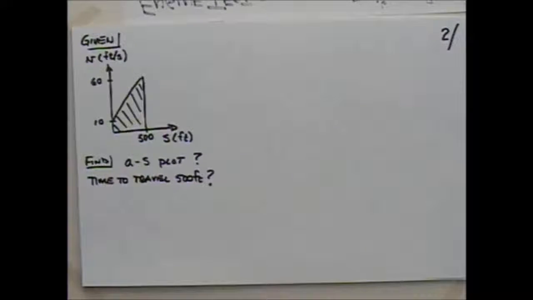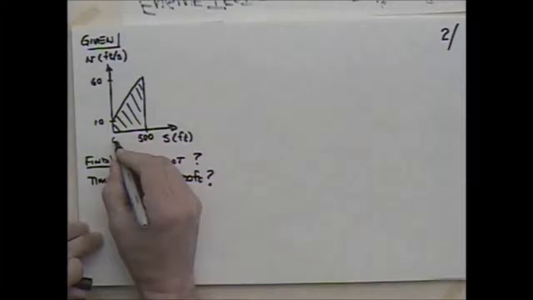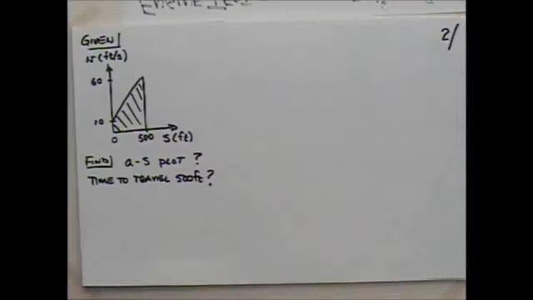We've got velocity as a function of displacement. So as displacement goes from 0 to 500 feet, our velocity is going from 10 to 60 feet per second in a linear fashion. Okay. And what we'd like to find is we'd like to build an acceleration displacement plot. So see what acceleration looks like in this kind of an environment.